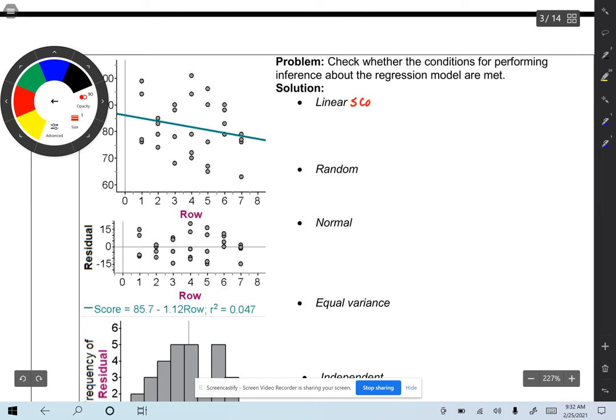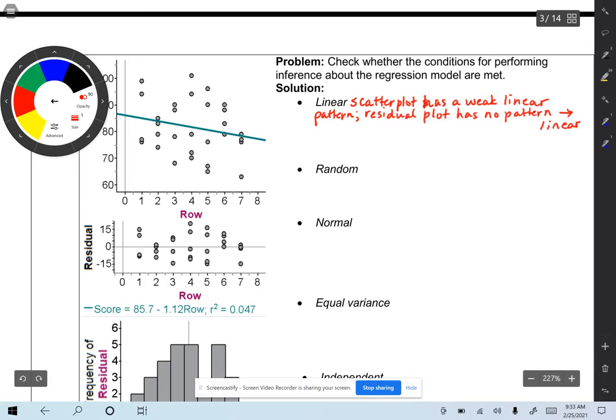So the scatter plot has a weak linear pattern. And then look at the residual plot. It has no pattern. If you look at the second graph, the residual plot has no pattern. So this suggests that the relationship is linear.